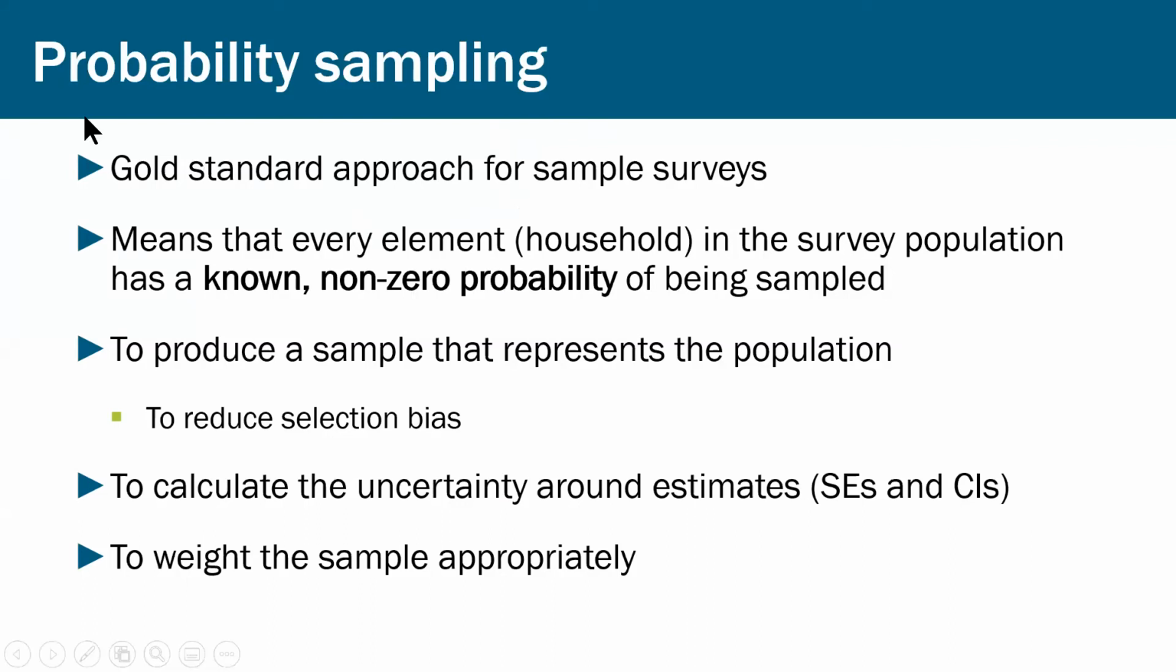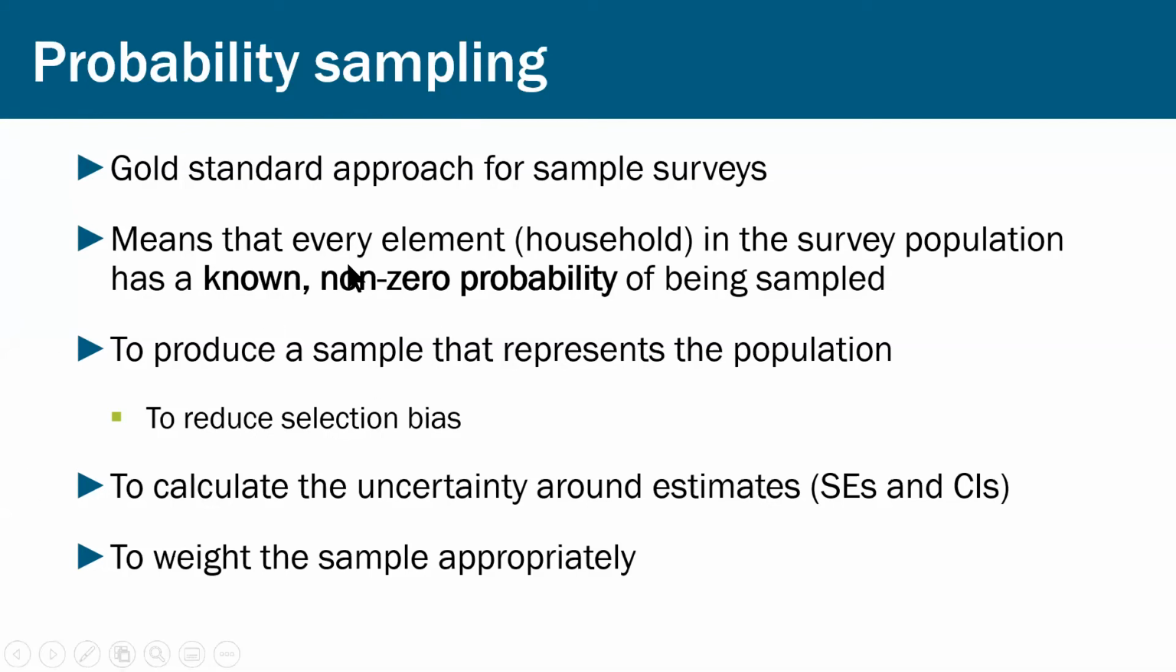With that said, I want to talk a bit about probability sampling, which is how we sample for household surveys and other types of surveys. It's the gold standard approach. Essentially what it means is that every household in the survey population has a known non-zero probability of being sampled. That means everybody in the population has a chance of being sampled, and that we can calculate the probability of selection for any given household in the population.